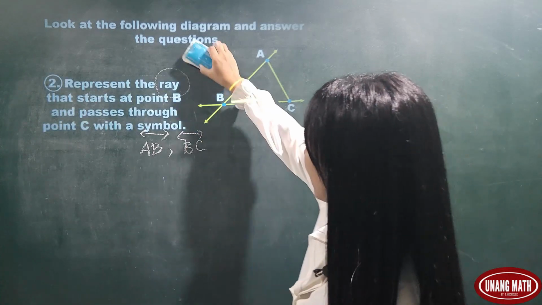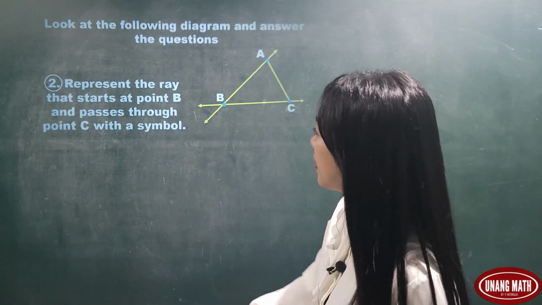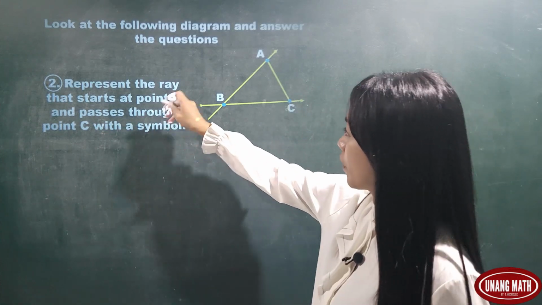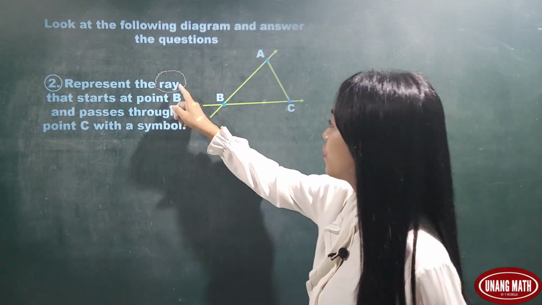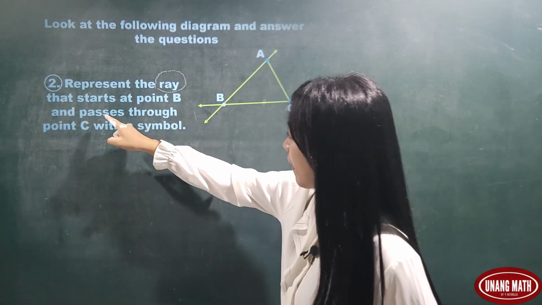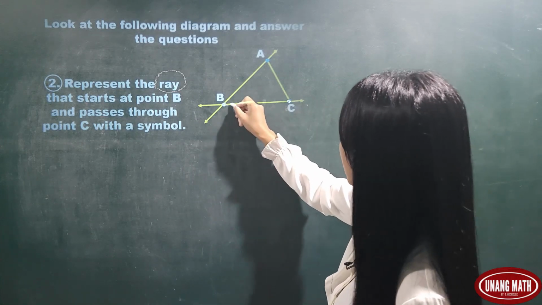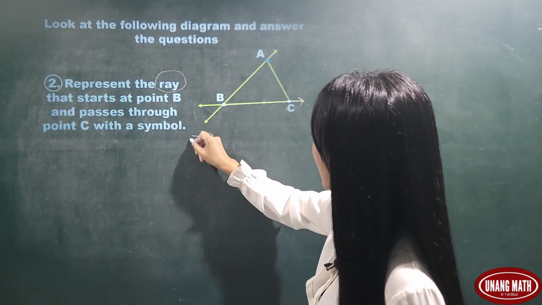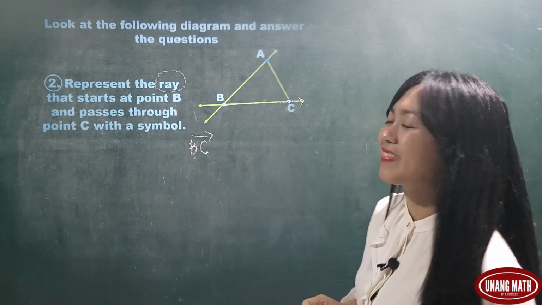Okay, second question. Represent the ray that starts at point B and passes through point C with a symbol. Ray has a starting point, but it doesn't have an end point. So the ray starts at point B. Where's point B? This point. And passes through point C. Where's point C? This point. So this is ray BC. B is the starting point and this side extends endlessly.